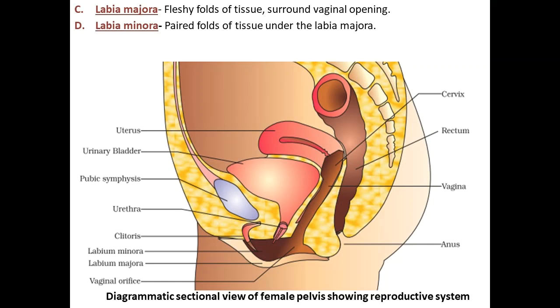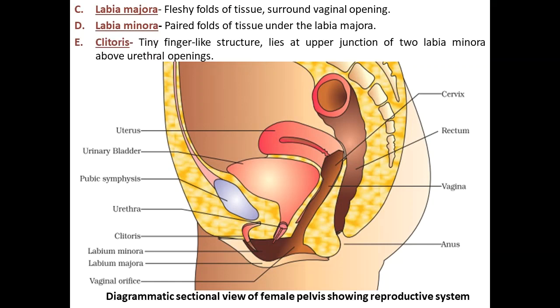From the labia minora, toward the front, a finger-like projection is there above the urethral aperture. We can say it is coming. This tiny finger-like structure is called the clitoris. And over the labia majora is the cushion of fatty tissue, which is covered by skin or hairs, called the mons pubis.